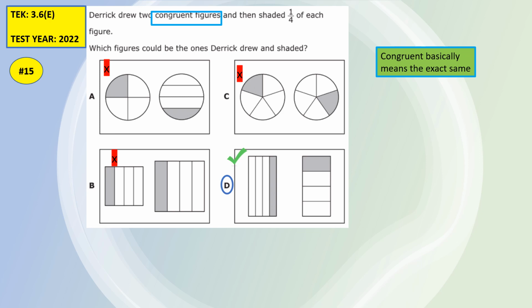Now, hopefully you were able to choose the correct answer. And if you weren't, that's okay. That means that you may need some practice with recognizing congruent figures with fractions. Let's move on to our last question, the moment you've been waiting for. I know.